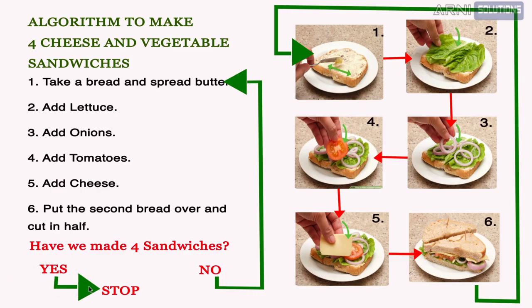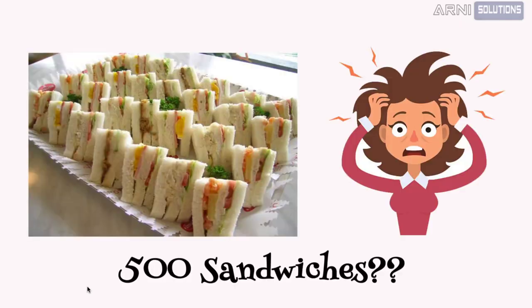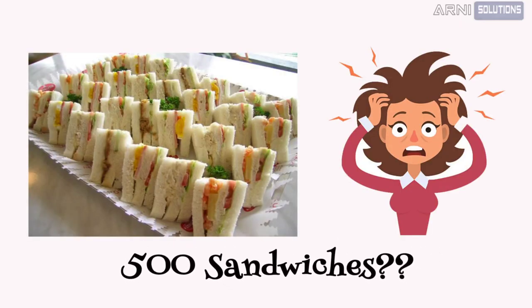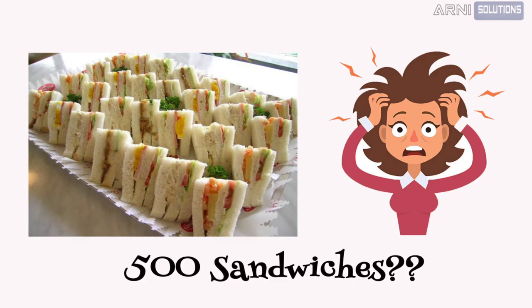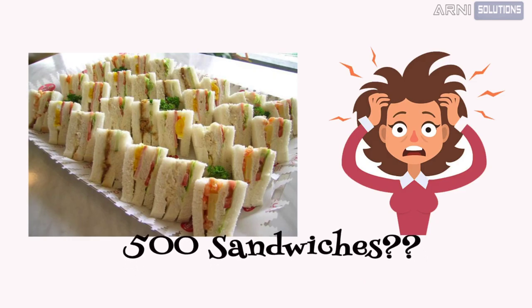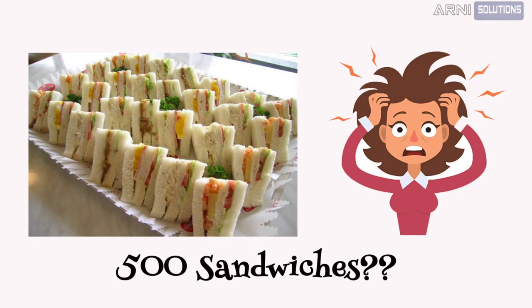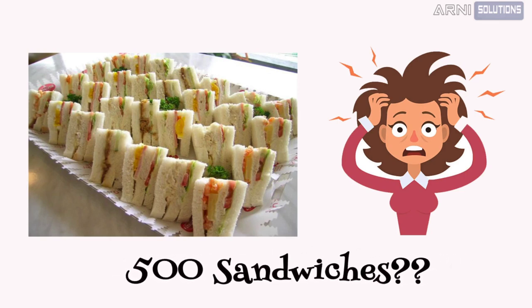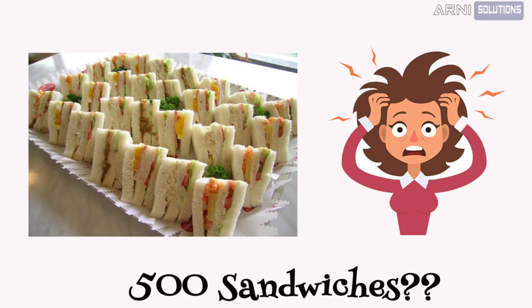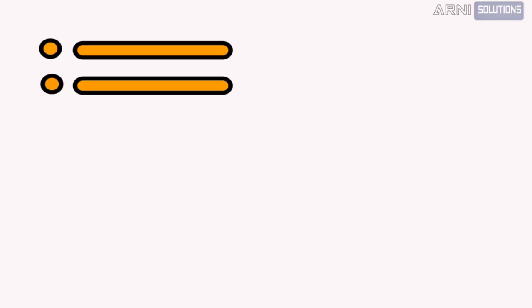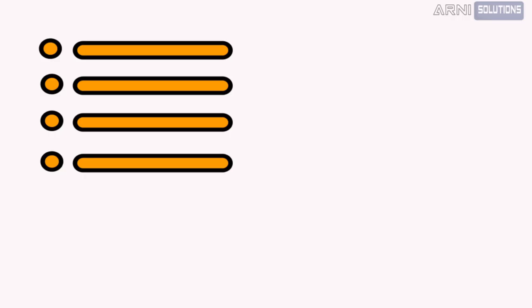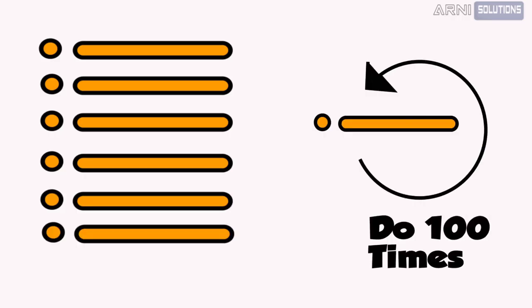It is easy to make 4 sandwiches. But what if you needed to make 500 sandwiches for a school trip? Instead of having to do the same steps over and over again, you would prefer to just do it once and have it automatically repeat until 500 sandwiches were made. Programmers often need to repeat the same code hundreds of times in one program. So they use loops to write the code only once and repeat it as many times as needed.